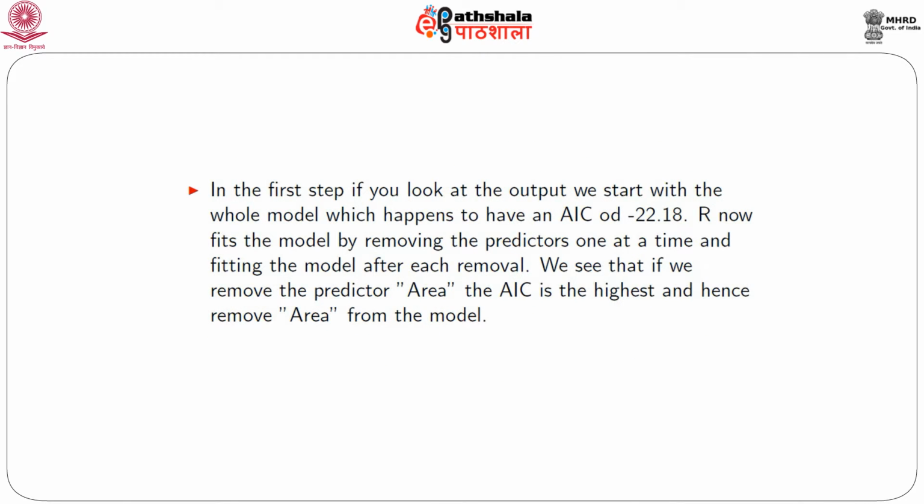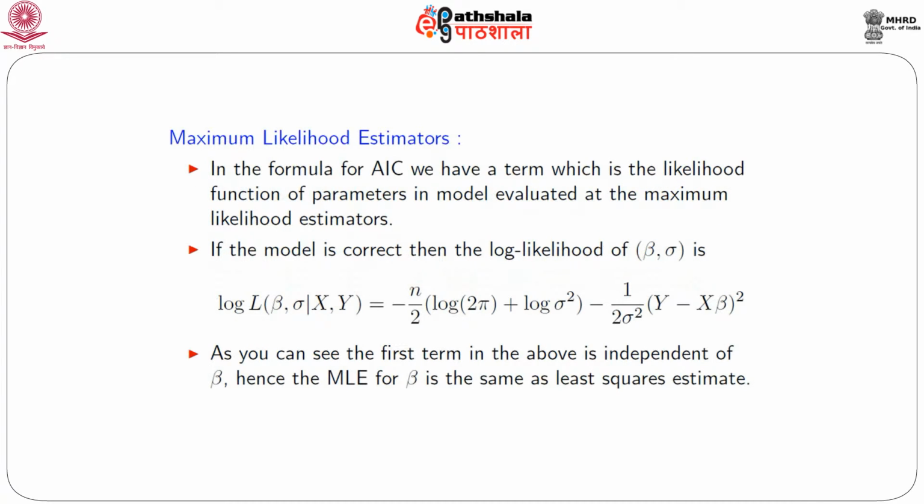In other words, the model with the highest AIC is discarded. In the first step, if you look at the output, we start with the whole model, which contains all the predictors and happens to have an AIC of negative 22.18. R now fits the model by removing the predictors one at a time and fitting the model after each removal. We see that if we remove the predictor area, the AIC is the highest, and hence we remove area from the model.